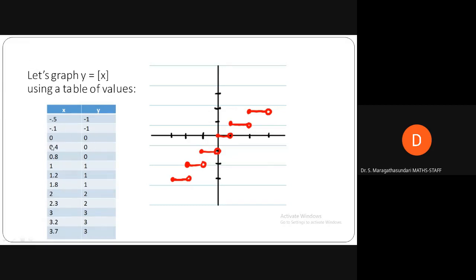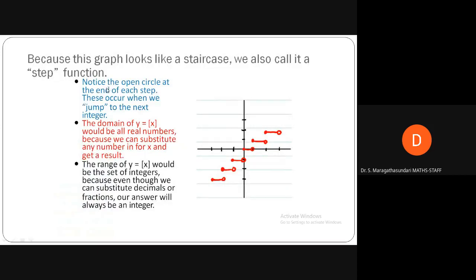Okay, we have framed the table and returned the corresponding greatest integer. Notice the open circle at the end of each step. These occur when we jump to the next integer. The domain of y equal to greatest integer of x would be all real numbers because we can substitute any number in for x and get a result. The range of y would be the set of integers because even though we can substitute decimals or fractions, our answer will always be an integer. So that is the definition for a greatest integer function.